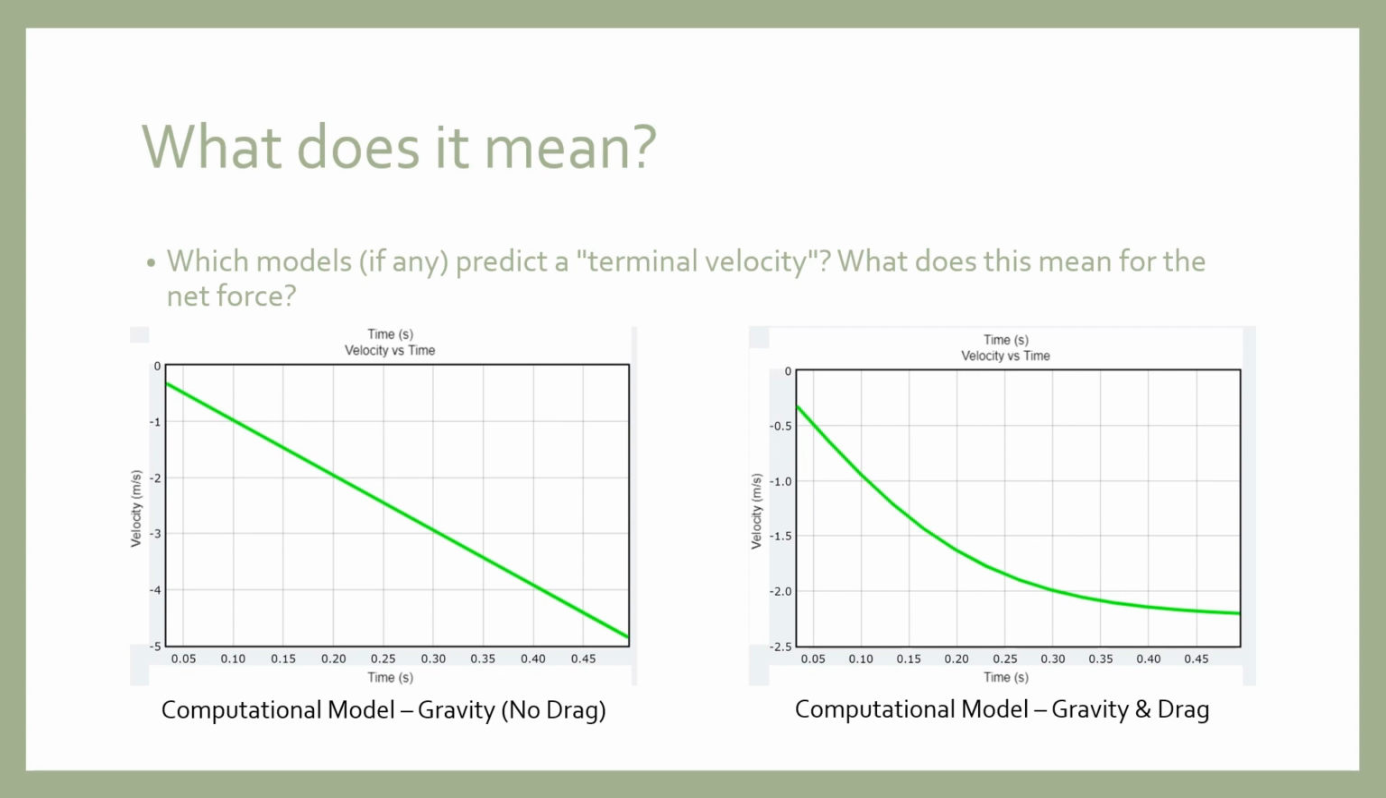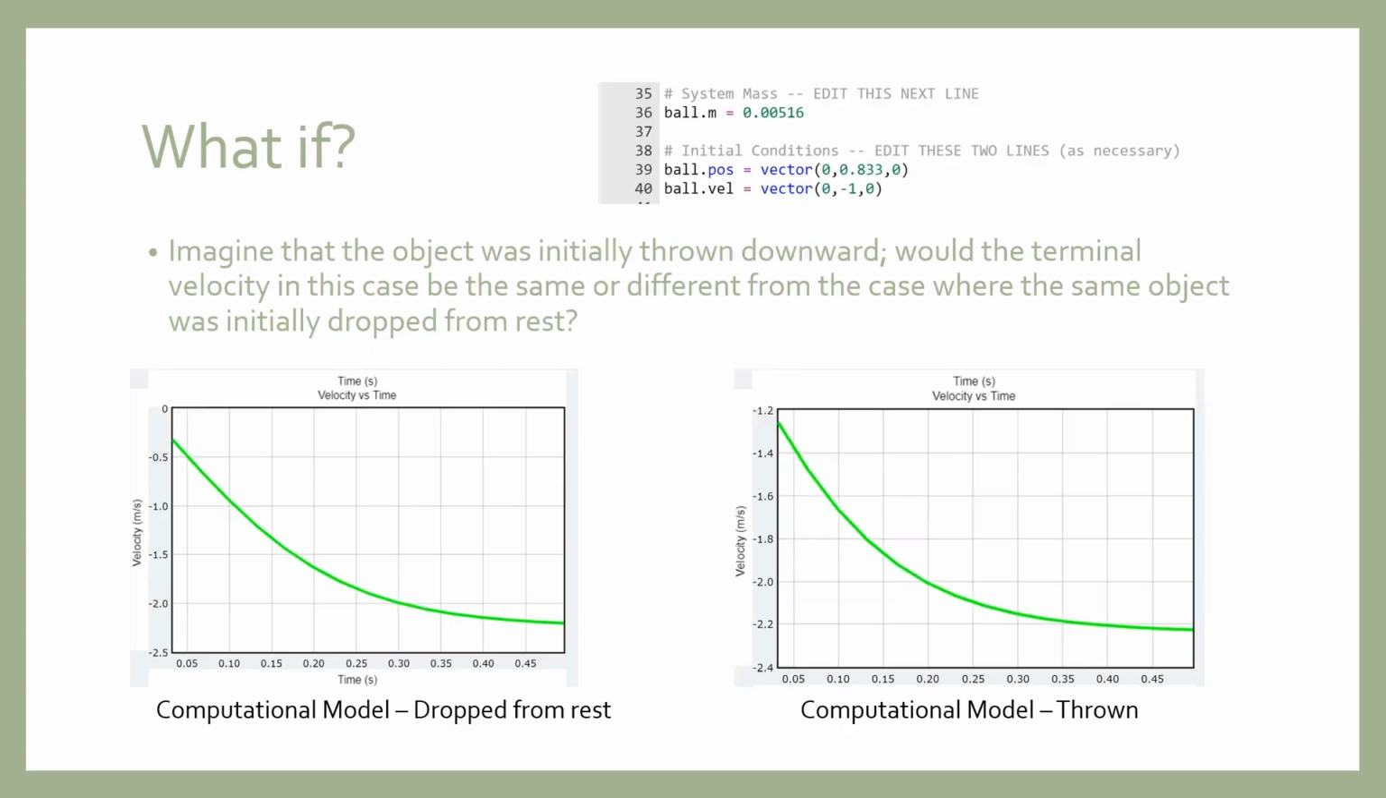So what if? Would the terminal velocity be different for an object thrown instead of dropped from rest? I used a computational model to model the scenario by giving the object an initial velocity of 1 meter per second downwards to act as a throw. As seen by the graph produced by the thrown object, terminal velocity is the same value, around negative 2.2 meters per second, but it is reached faster.